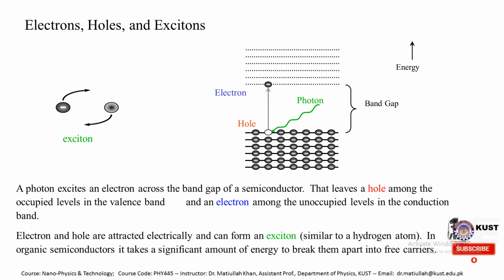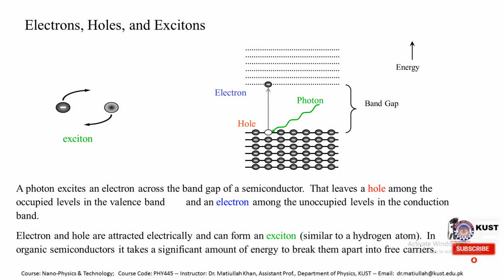So that is why we have readily available charges in the valence band and the conduction band, and when an electric field is applied, these charges could be utilized for the current. A photon excites an electron across the band gap of a semiconductor. What happens? That leaves a hole among the occupied levels in the valence band and an electron among the unoccupied levels in the conduction band.